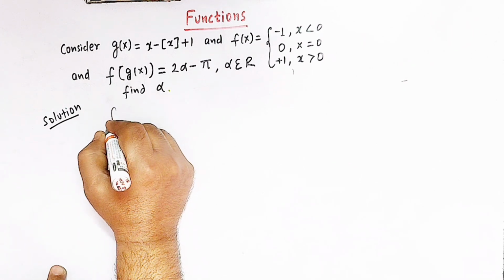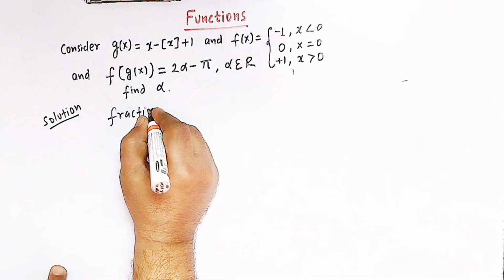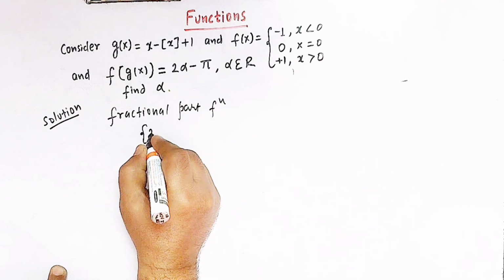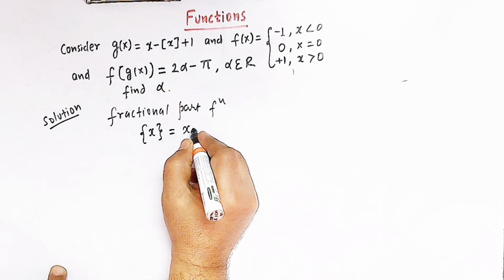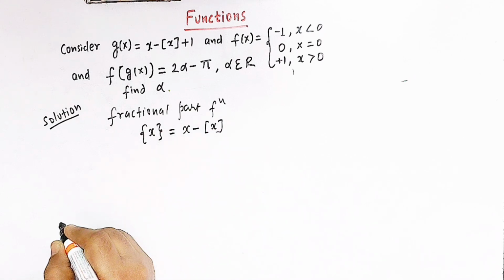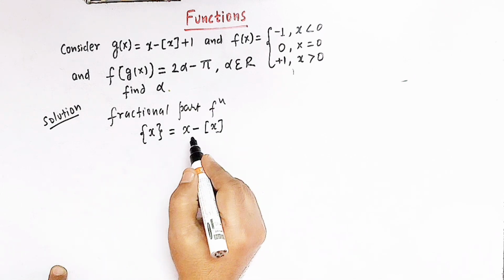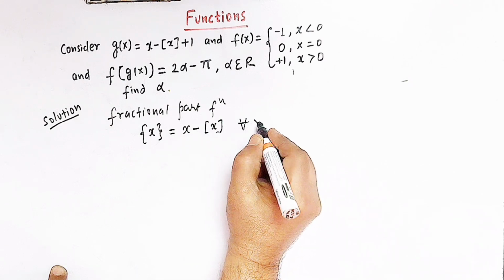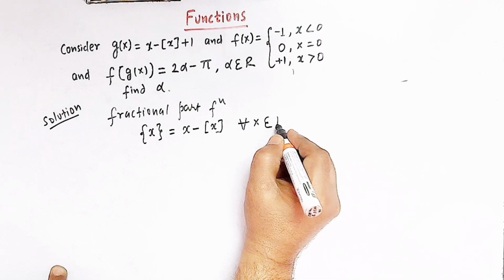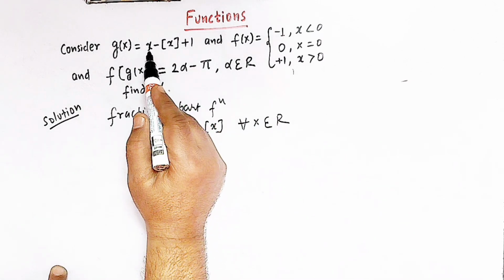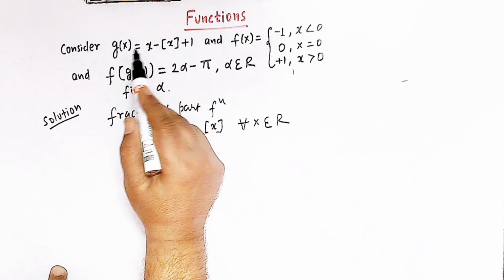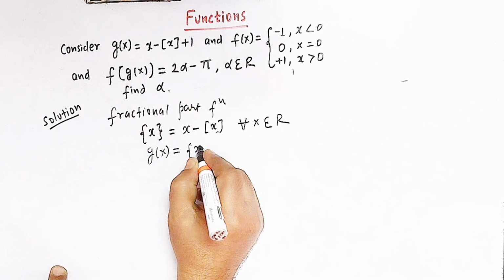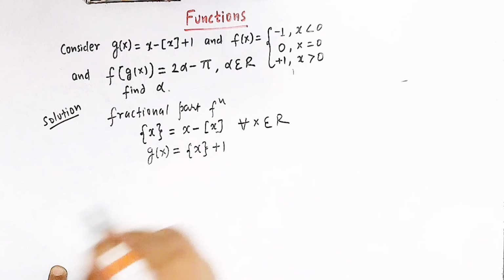The fractional part function is defined as the difference of x and greatest integer of x. So the fractional part of x is defined as x minus greatest integer of x for all values of x belonging to the set of real numbers. And here we have x minus greatest integer of x, so we can now write g of x as fractional part of x plus 1.